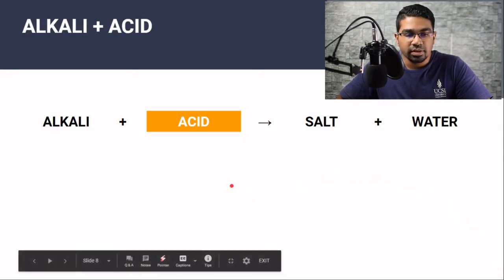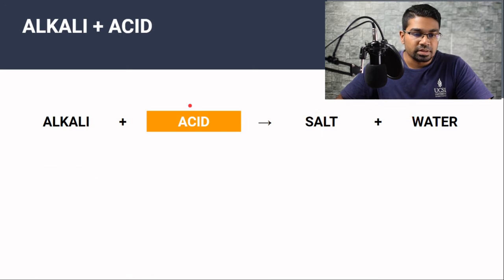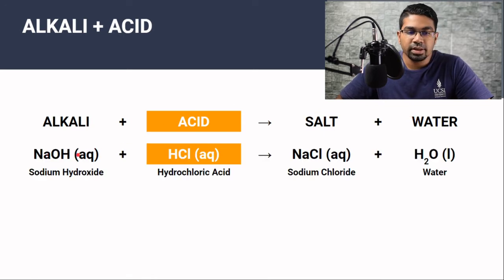Reaction of alkali and acid. Remember that alkali is a base, so when a base reacts with acid we only get salt and water. Example, sodium hydroxide in the aqueous state is an alkali reacting with hydrochloric acid, also in the aqueous state. We get salt. The salt is formed when sodium displaces hydrogen from the acid, so we get sodium chloride and water. Water will be in the liquid form.